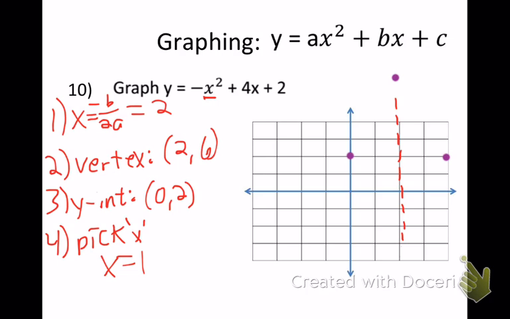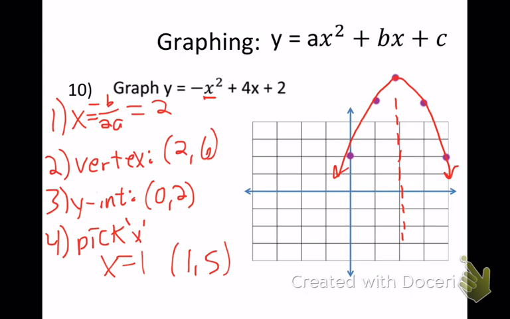X equals 1. So when I plug 1 in, 1 squared is 1. Tack on the negative, you get negative 1, plus 4, plus 2. When you plug 1 in, what do you get back out? 1, 5. There we go. There's my curve right there. Nice job.